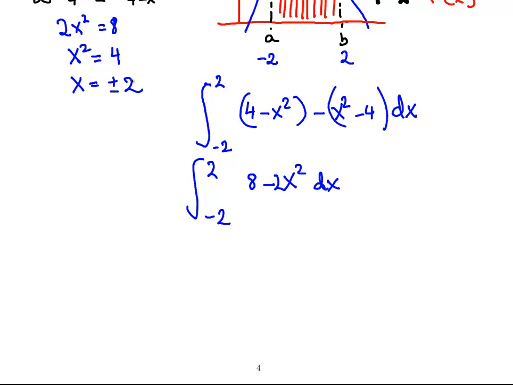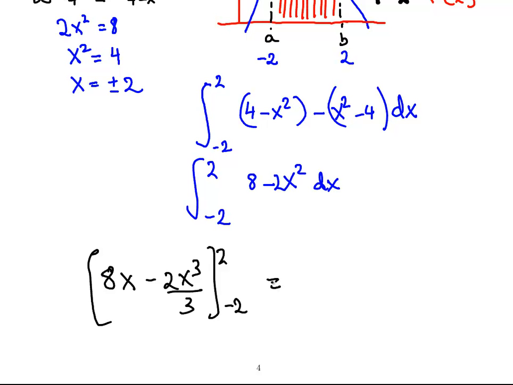Okay. Working that out, you will get 8x minus 2x cubed over 3. This is just a straightforward definite integral problem, from 2 to minus 2. Now that is equal to, it's a bit of calculator work here from now on.